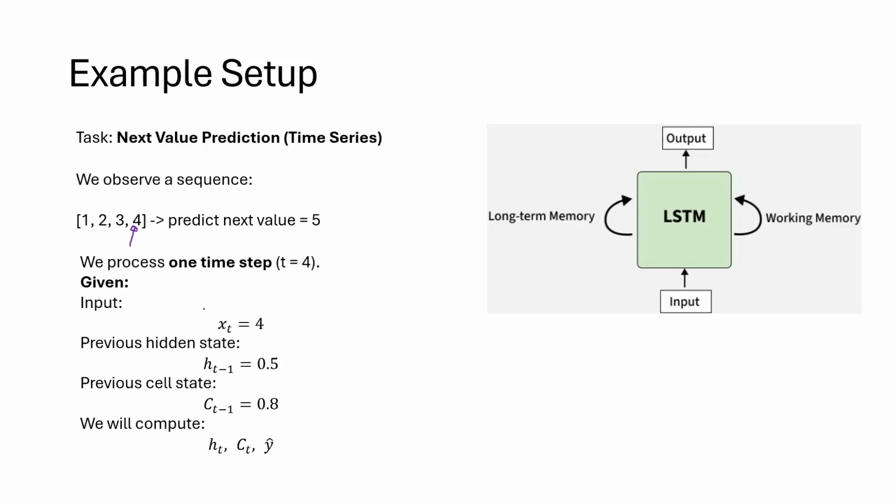We have input for previous hidden state is 0.5. That was calculated using these three inputs. And the previous cell state 0.8. And we'll compute the next hidden cell state and the predicted value.